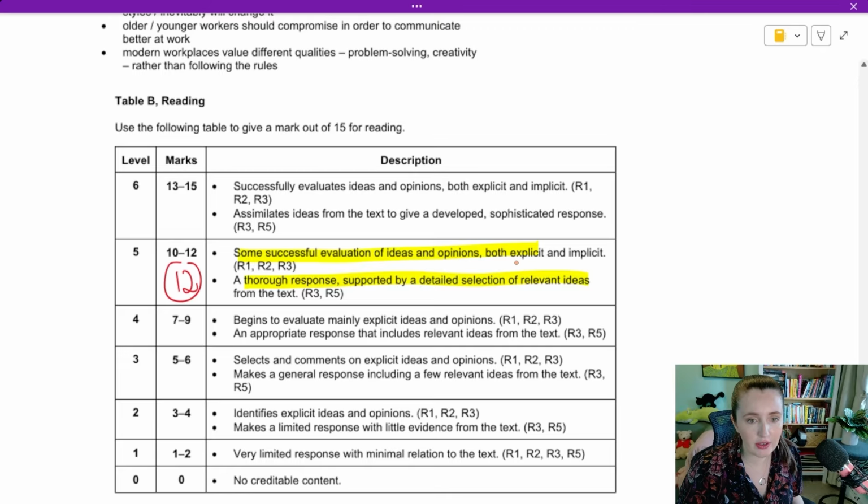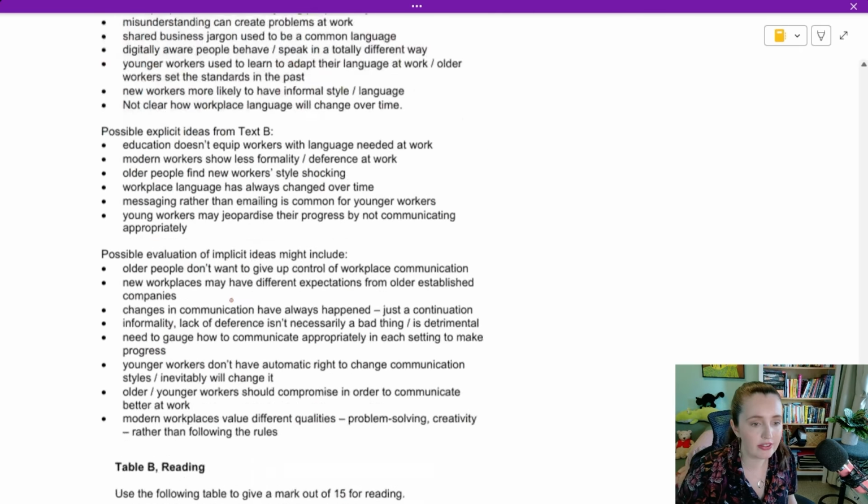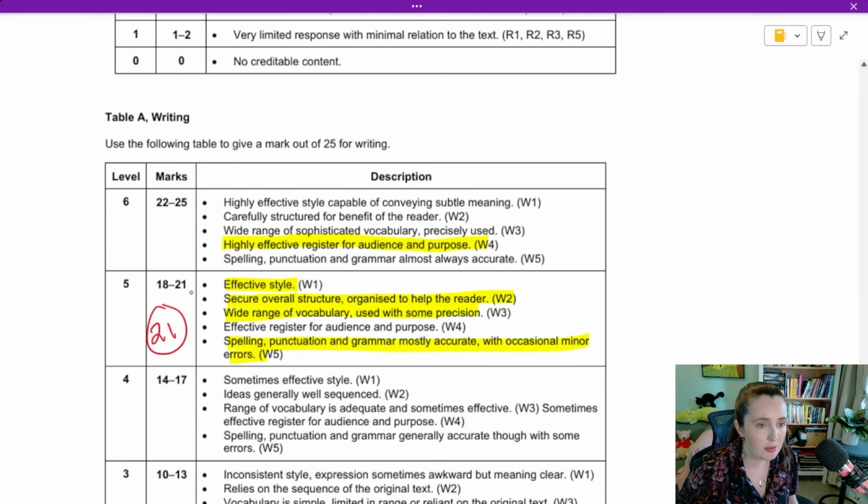Some successful evaluation. That for me is because she's got 3 and she's got the whole first half of her answer where she's not really evaluating, but she's definitely got a detailed selection of ideas. So 12. Then for writing, I gave her 21 out of 24. So that is right at the top of level 5, almost the top band.